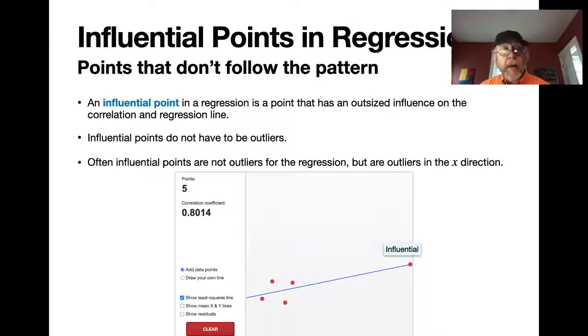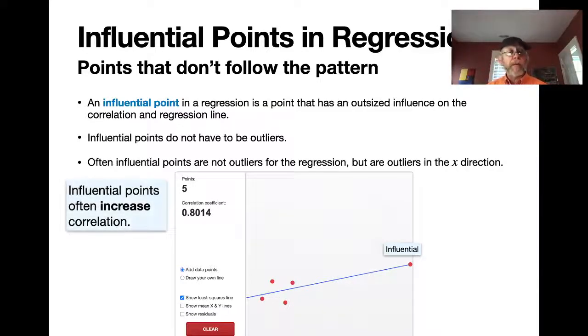But it is an outlier in the x direction, right? If you think about the x value of that influential point, it is very different than the other four x values you see. And so influential points are often outliers in the x direction for a regression. And as we said, they often increase the correlation. In fact, you can kind of see it in these shots where I'm just moving that influential point around, that the correlation remains very high.